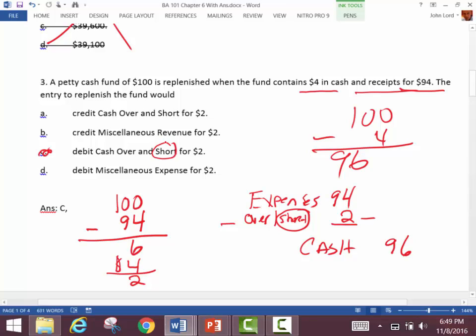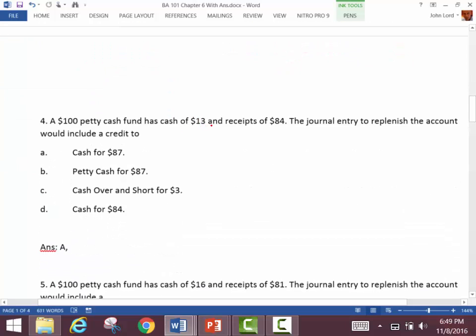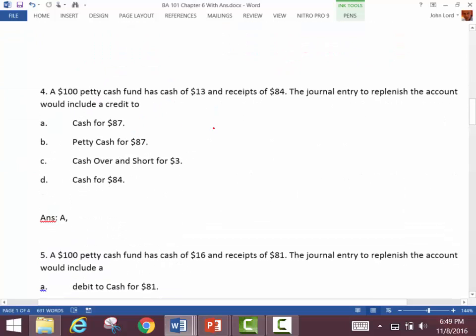Okay, good. Let's take a look at this one. A $100 petty cash fund has cash of 13 and receipts of 84. The journal entry to replenish the account would include, I'm supposed to have how much cash in the petty cash fund? $100. I am sitting there with 13, so I have to put 87 back in there, don't I?